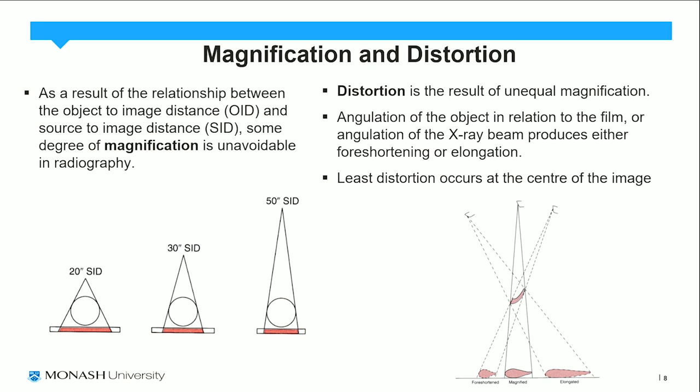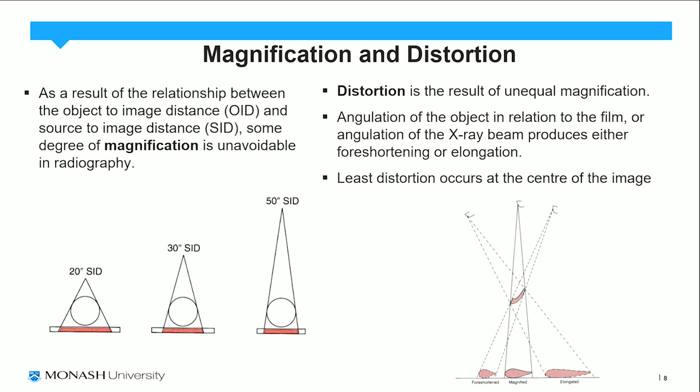Magnification and distortion have an impact on the quality of the image, as a result of the relationship between the object to image distance and the source to image distance. The source is normally the X-ray tube. There will be some degree of magnification, and this is unavoidable in radiography. If we look at the image on the left side, we can see that the magnification is larger if the SID is shorter, but if you increase the SID, then the magnification is less.